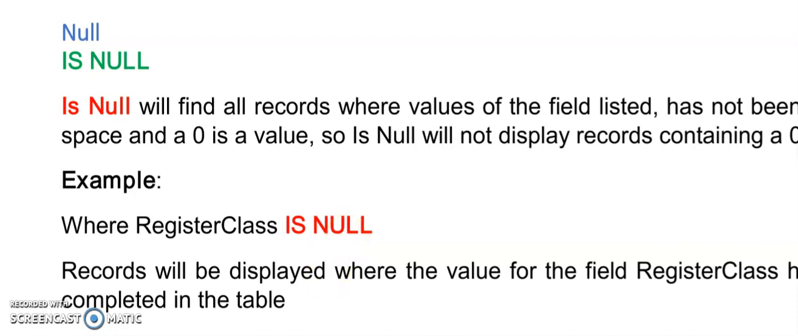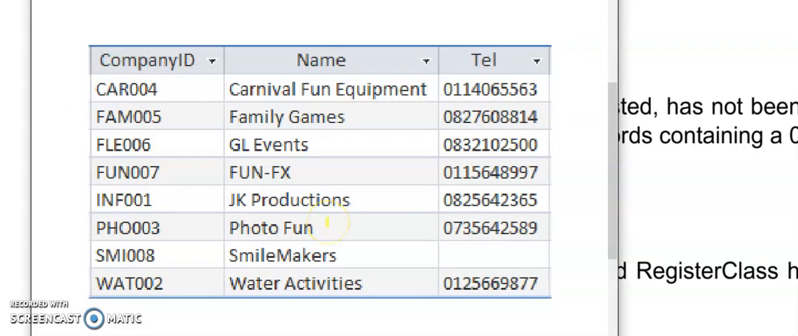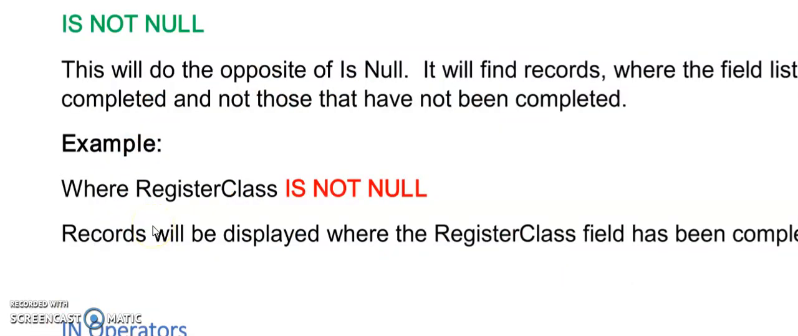What this will show is, if I look at this table here and I said WHERE tel IS NULL, it will show me this record here. It is where a value was not completed in that field. And very simply, IS NOT NULL is going to show you the opposite of IS NULL, so those who have values completed.